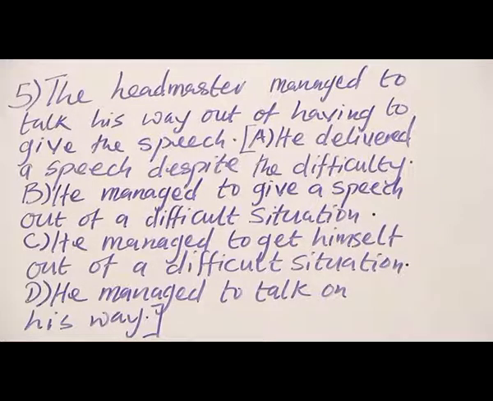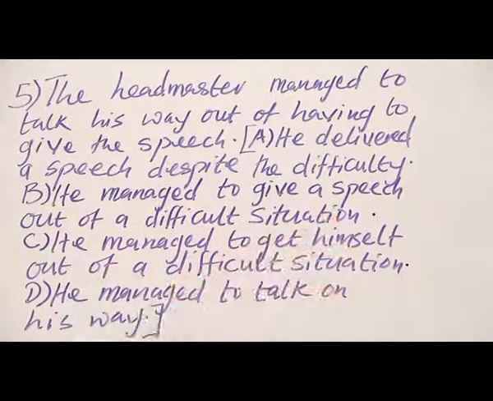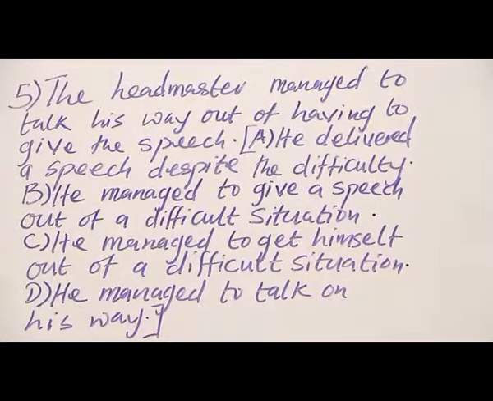Question number 5 now. Question number 5 reads: the headmaster managed to talk his way out of having to give the speech. Now, what are the options? The options are: A, he delivered a speech despite the difficulty. B, he managed to give a speech out of a difficult situation. C, he managed to get himself out of a difficult situation. And then D, he managed to talk on his way.